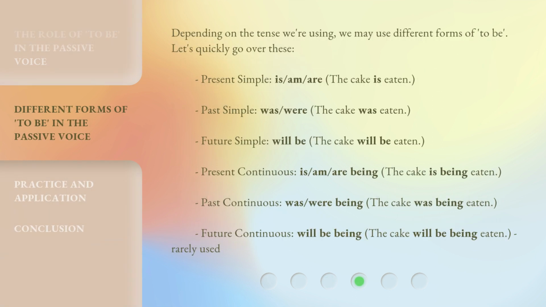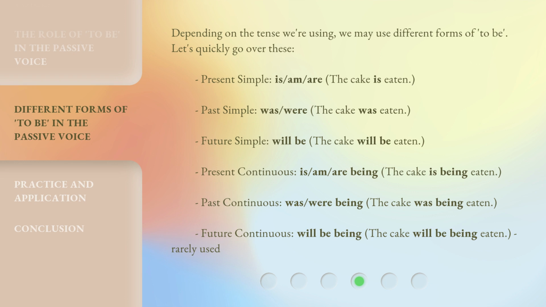Depending on the tense we're using, we may use different forms of to be. Let's quickly go over these. Present simple: is, am, are. The cake is eaten. Past simple: was, were. The cake was eaten. Future simple: will be. The cake will be eaten.